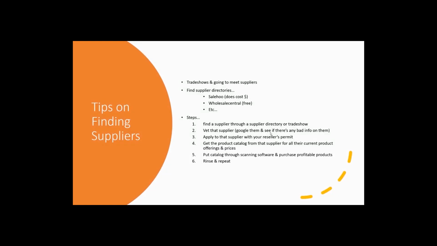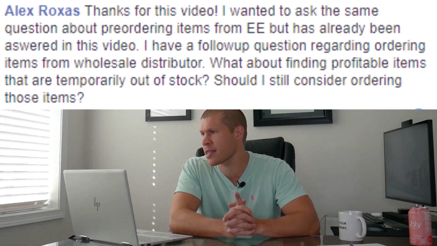So those are some tips on getting approved if you need them. Remember, this is basically the formula for finding suppliers right here. It's the 6-step formula. Then literally just rinse and repeat. It's really that simple.